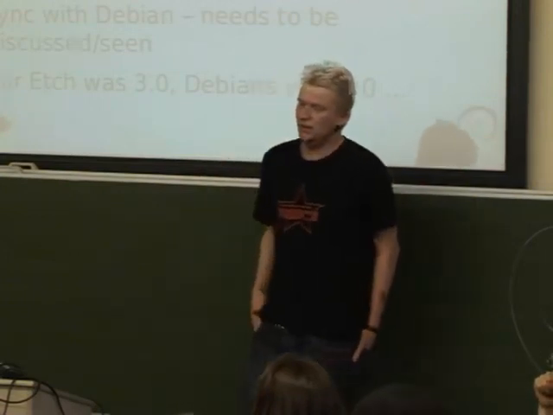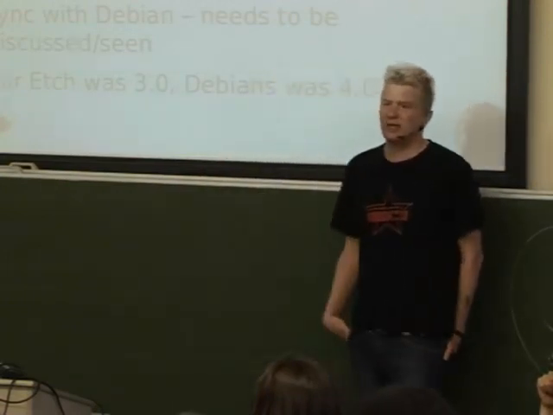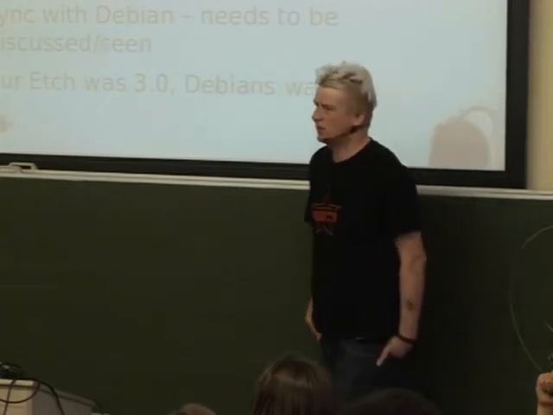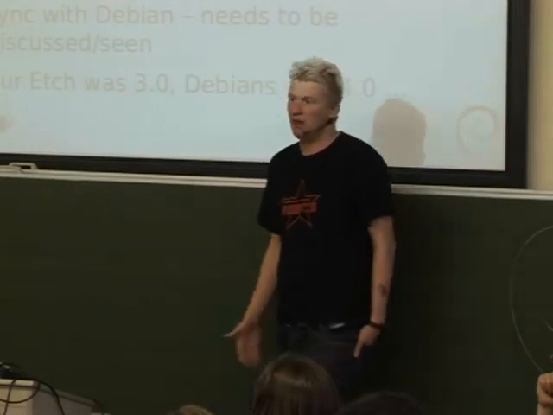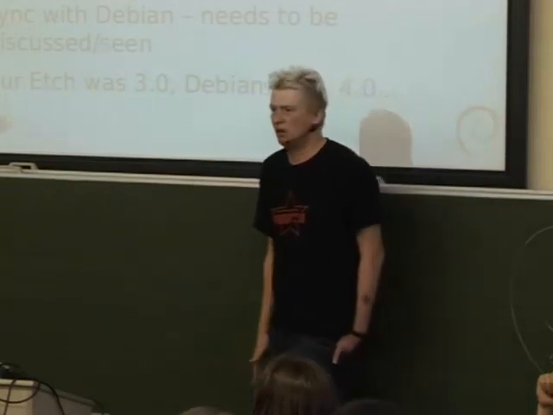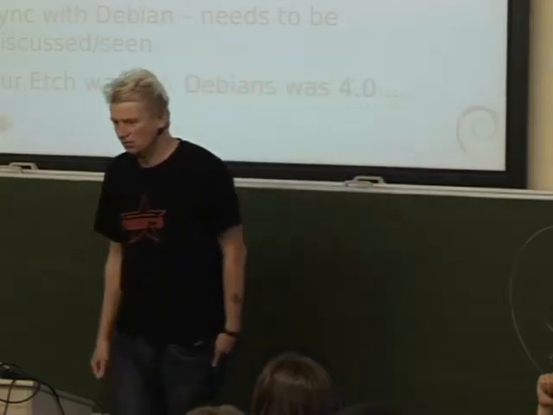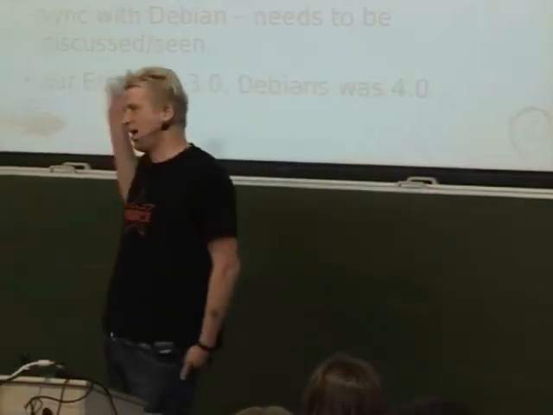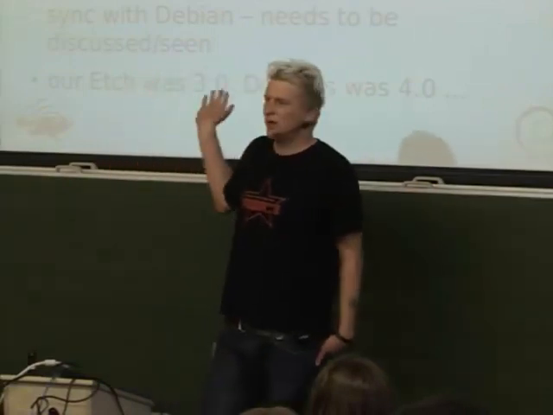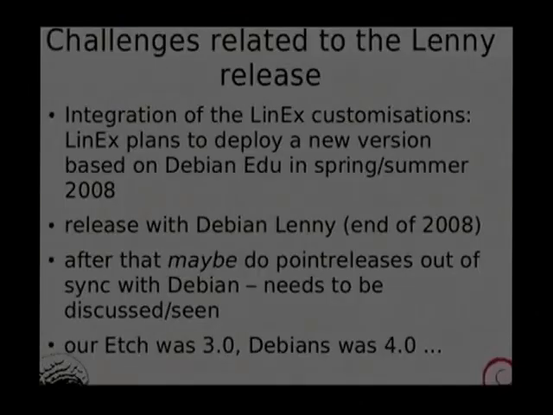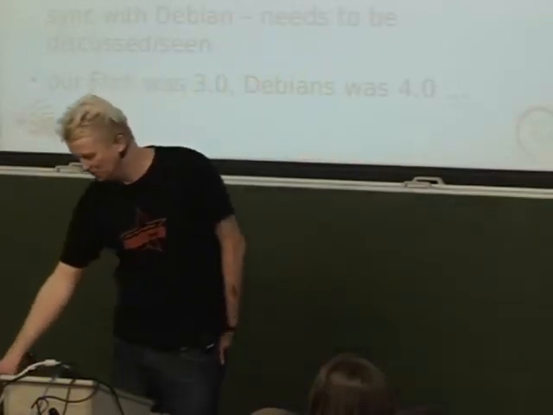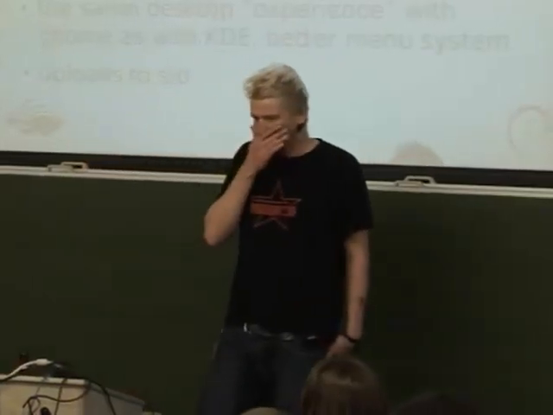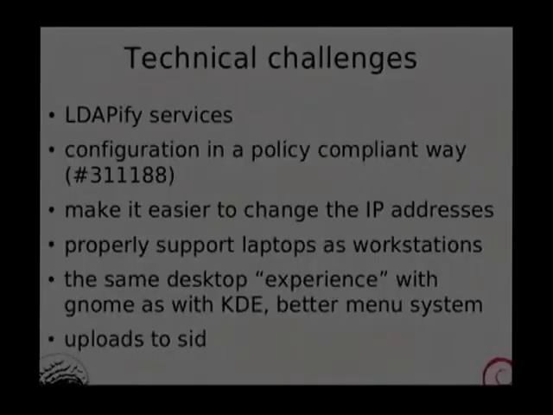And I hope we will release with Lenny, but I think it might be sensible to do point releases after Lenny, not in sync with Debian. Maybe do that, I'm not sure. I'm happy to discuss this. It's an idea. And just the marketing problem, our version number was 3.0, the Edge-based release, and Debian was 4.0. So maybe Debian Edu will just skip 4.0. Not sure. What else do we plan?